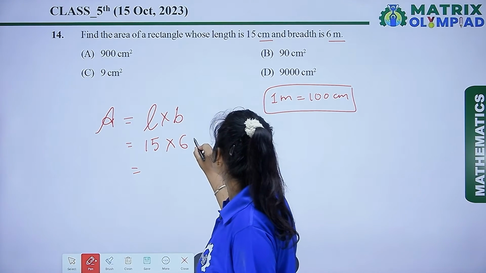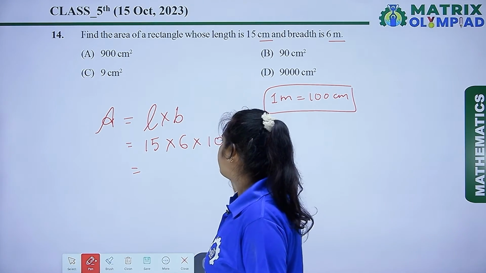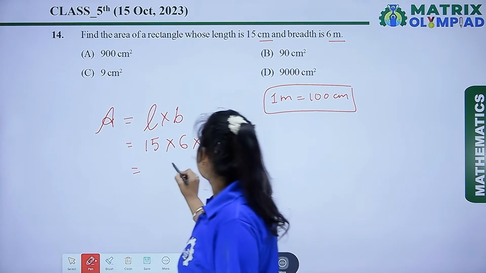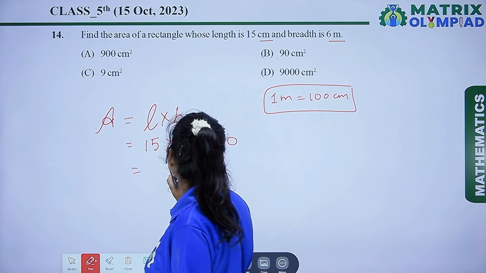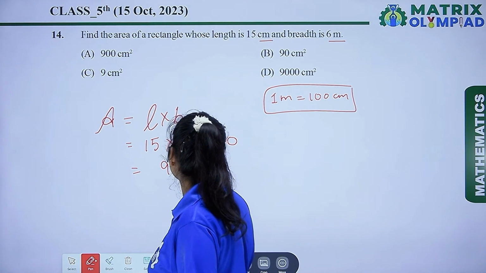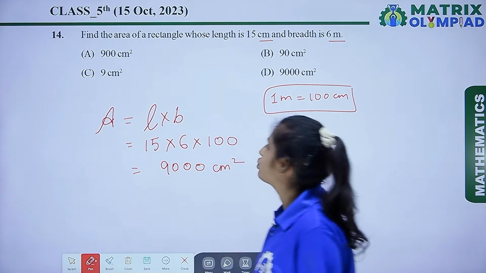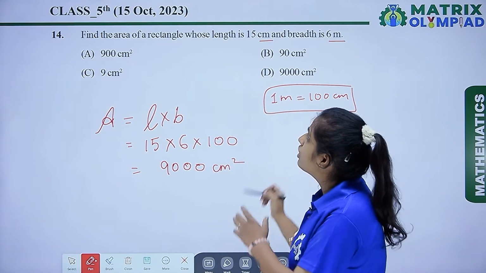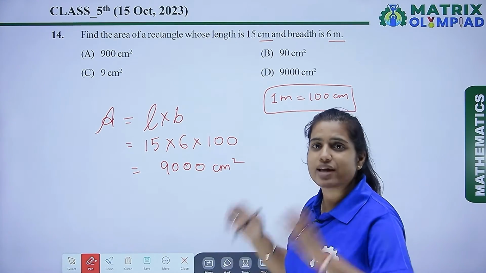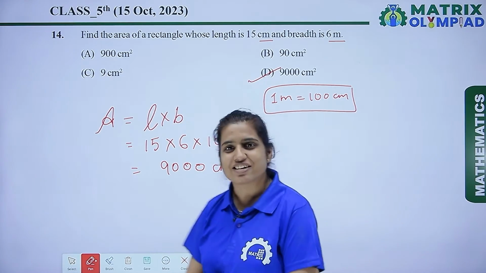So here 6 meter is converted into centimeter. So 6 multiplied by 100. So after multiplication what we get here, 15 multiplied by 6 is 90, and after multiplying 90 by 100 we get 9000 centimeter squared. So the area of the rectangle is 9000 centimeter square, and here we have option D, the correct answer.